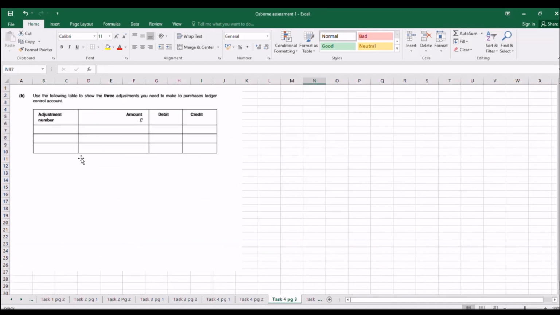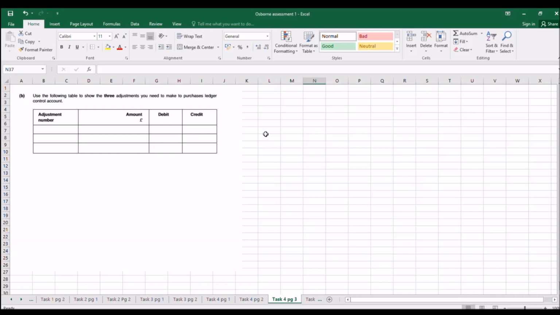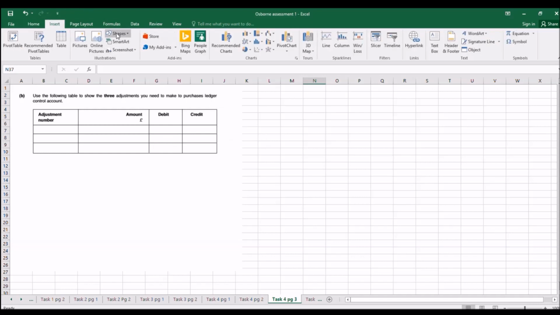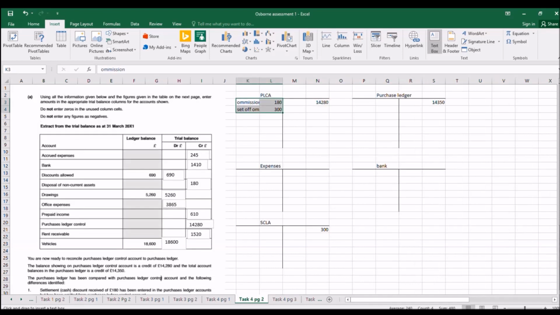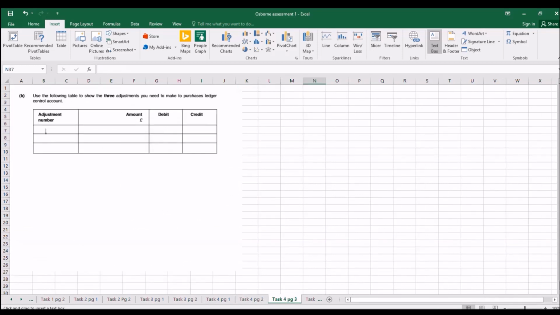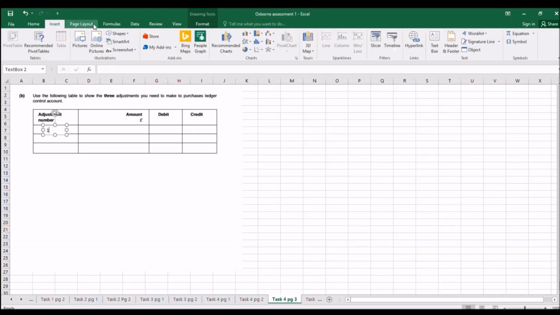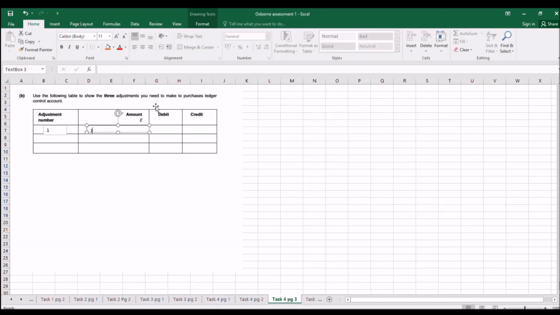What we're supposed to actually do with this, using the table of AAT adjustments, is make the adjustments needed to the purchase ledger control account. So let's have a look. And here. So these two definitely are the ones that need to be in here. So we've got two going on here. Right. So let's go back to here. We had our number 1, which was the AAT adjustment number 1, and the amount was 180, and it was a debit. Okay.